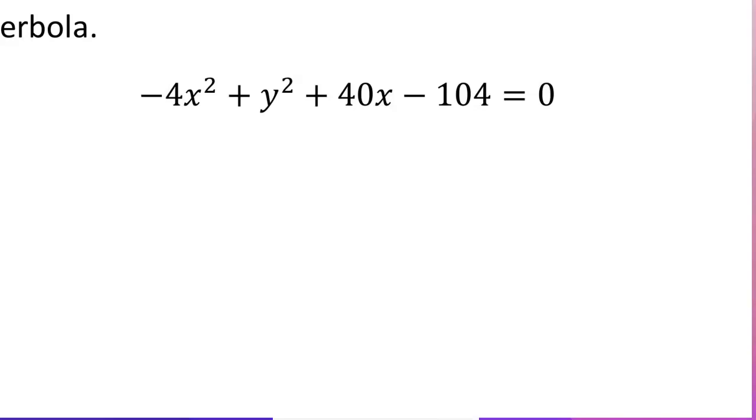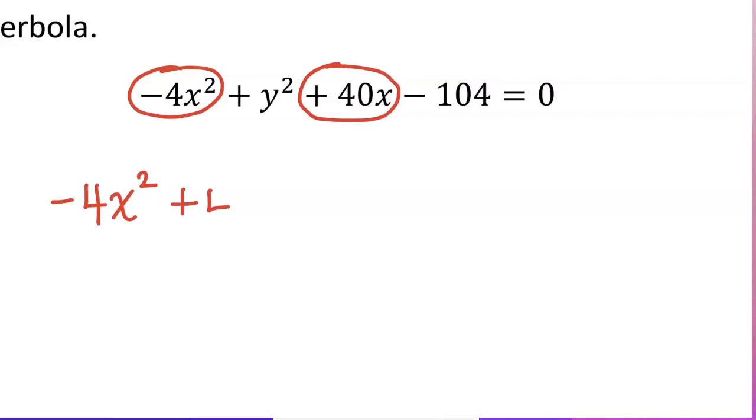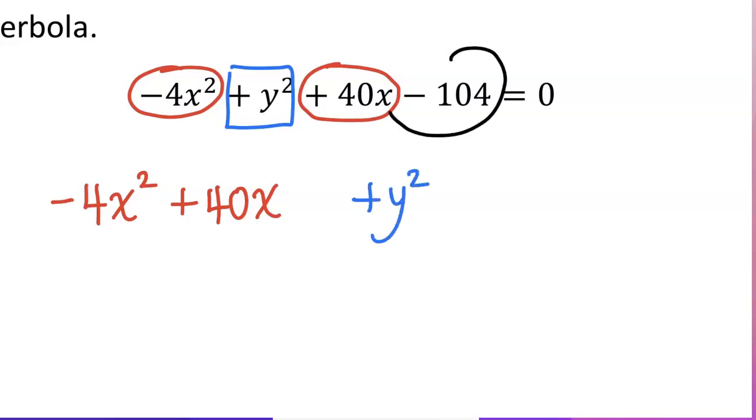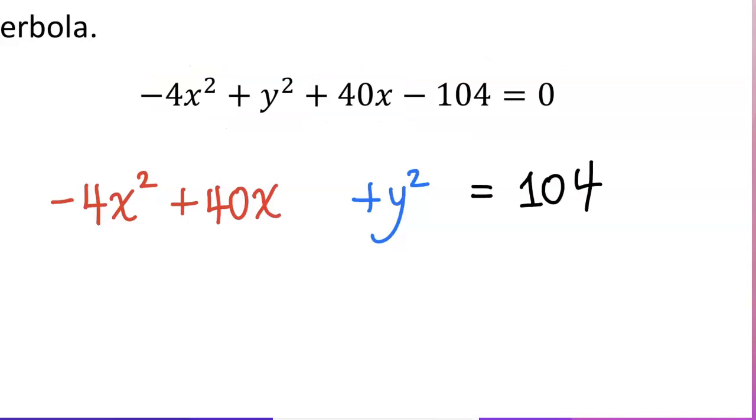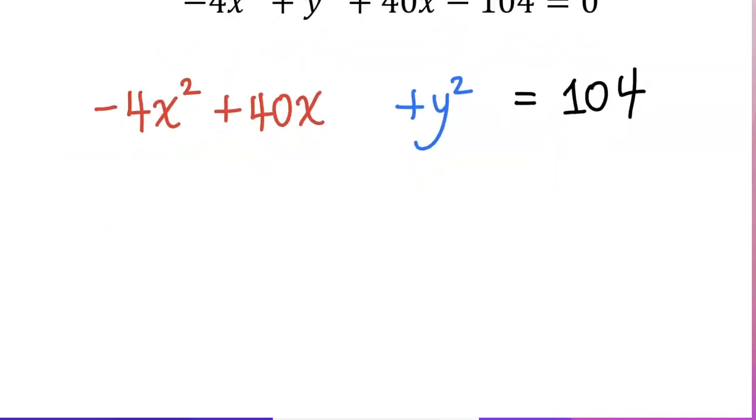So let's start by organizing this so that all the x's come to the front. So I got negative 4x squared and positive 40x. And I see there's y squared. And let me move this negative 104 to the other hand side. So positive 104 right there. Y squared is already ready to go. There's nothing else to do about that one. But the red one needs some work.